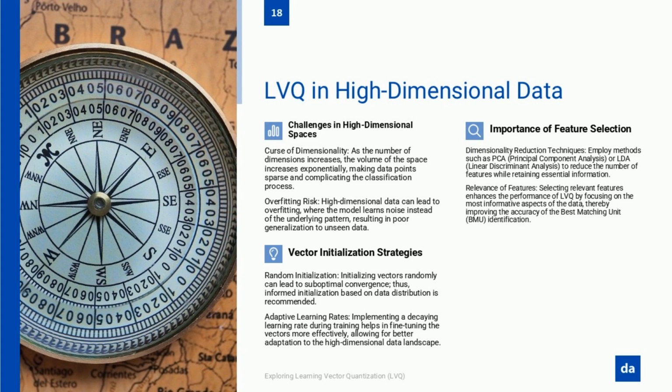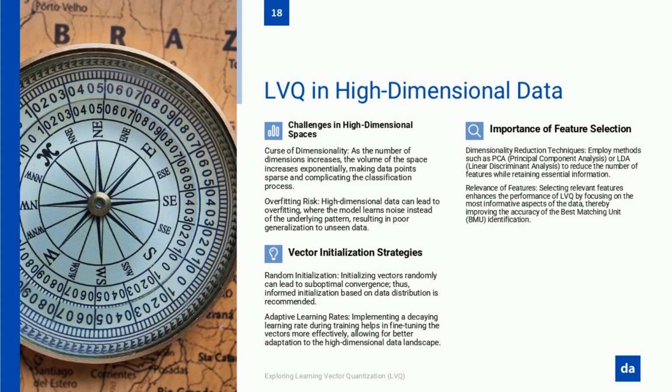And finally, hybrid models can help LVQ thrive in high-dimensional spaces. Instead of relying solely on LVQ, we can combine it with deep learning or neural networks to extract features before feeding them into LVQ for classification. This way, LVQ only works with clean, structured, and meaningful data, making it much faster and more accurate.